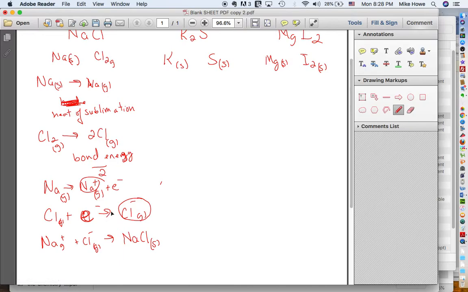All right, so this energy, I talked about the energy change up here. It's called heat of sublimation. This one's called bond energy. This one's called the ionization energy that we've been talking about.